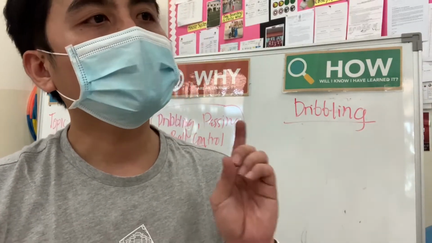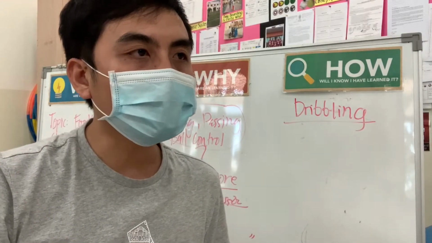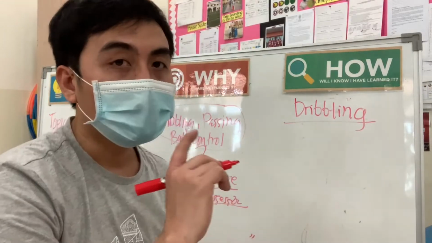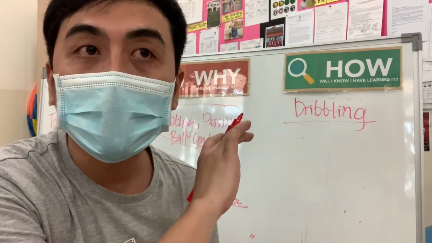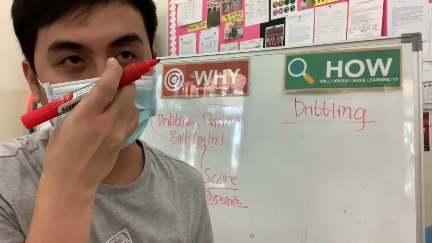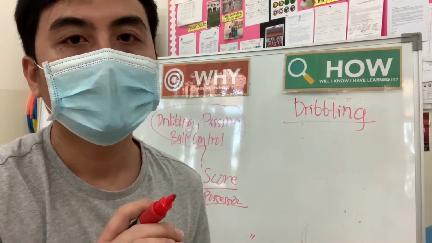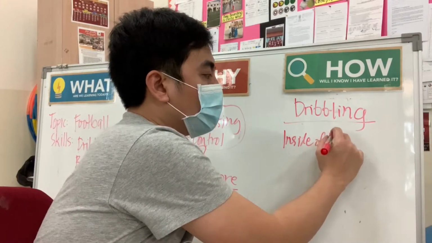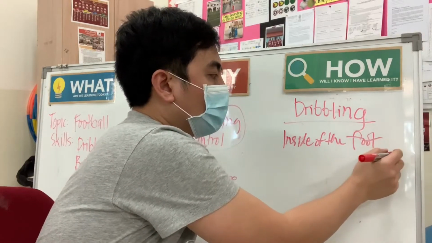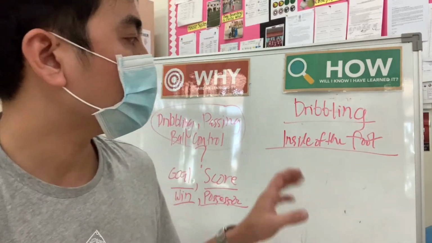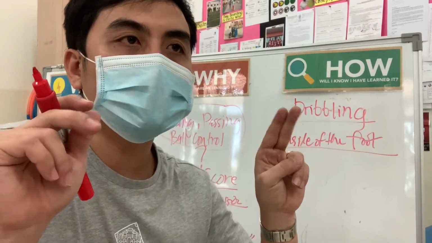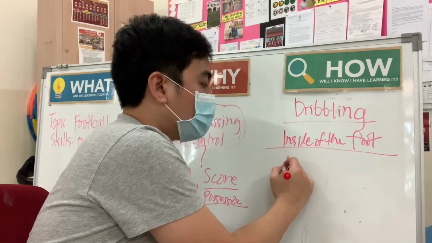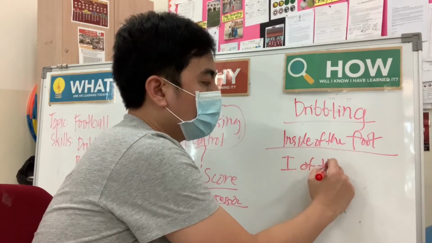Sir, inside. So if the student has come up with the answer, sir, we need to use inside of the foot, my suggestion, you don't need to write all. If I were you, you just have to write the context or the keyword. So, inside of the foot. Now, there is another suggested way. Instead of writing the whole key concept or the whole keyword, just write I of the F.